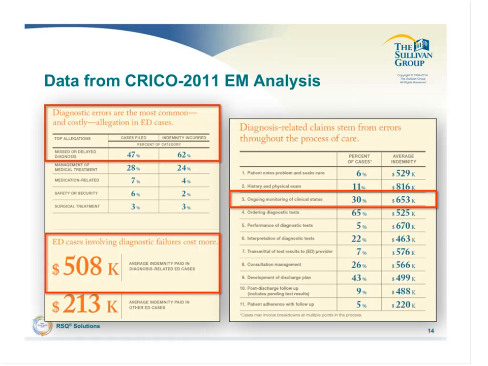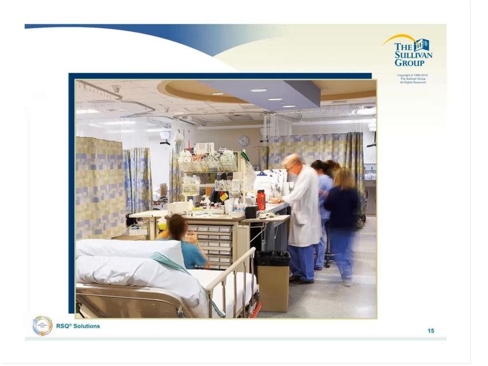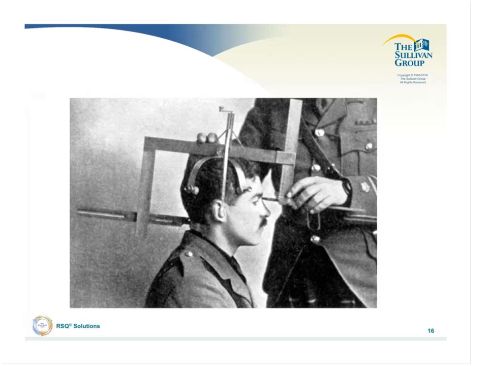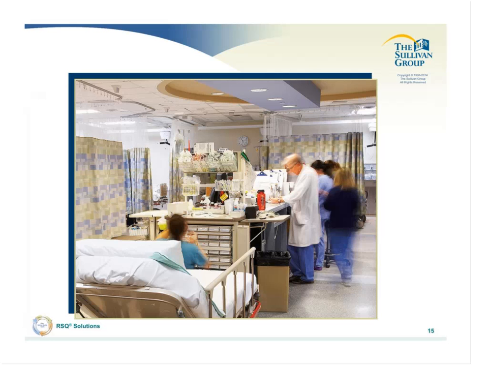A significant number of cases are related to the failure to monitor, ongoing monitoring of clinical status, the failure to monitor a number of cases, and they are very costly. Well, one of those huge issues is vital signs, repeating vital signs, and in particular, very abnormal vital signs. So we need to drill down on the problem. We need to measure the human. What is going on here?